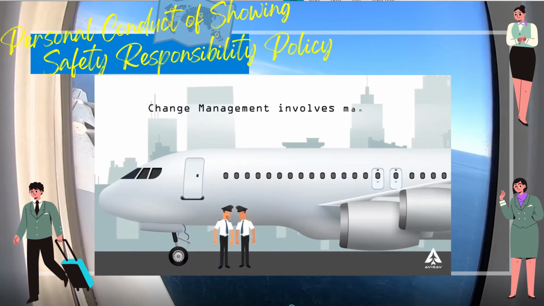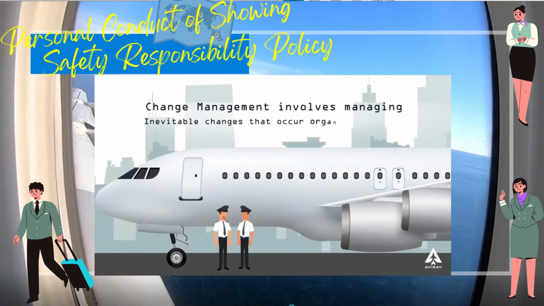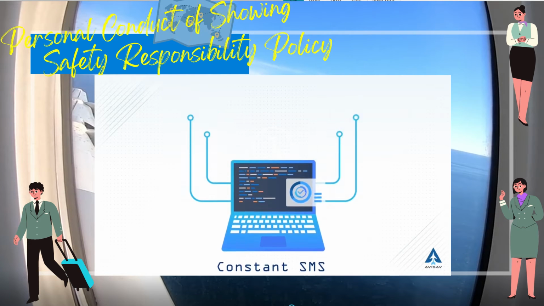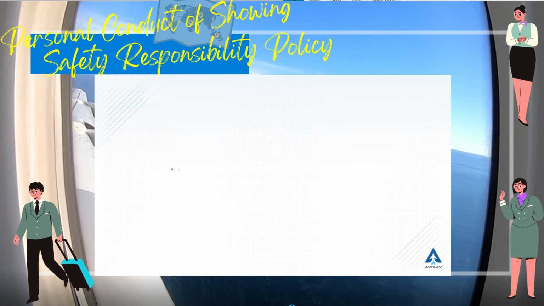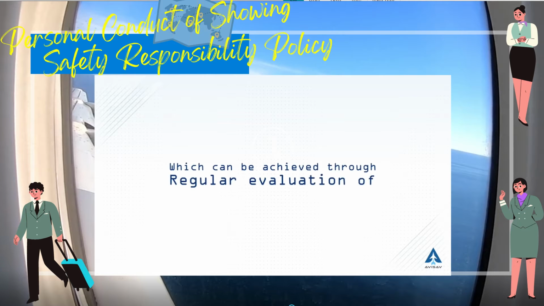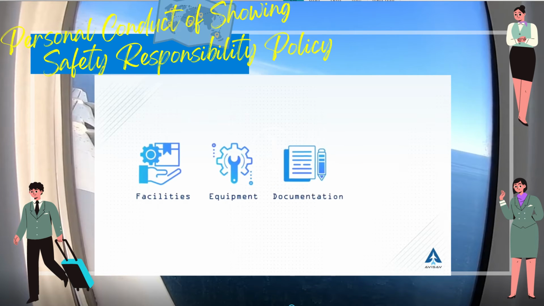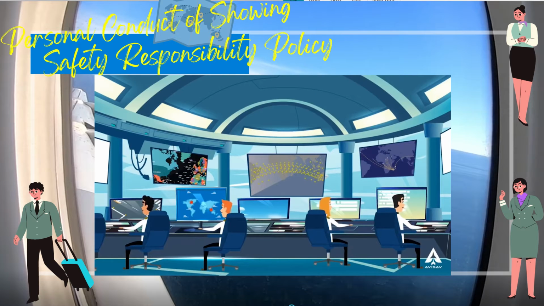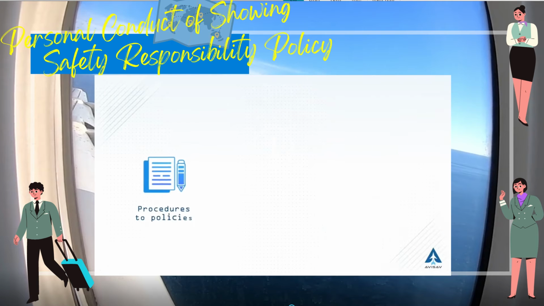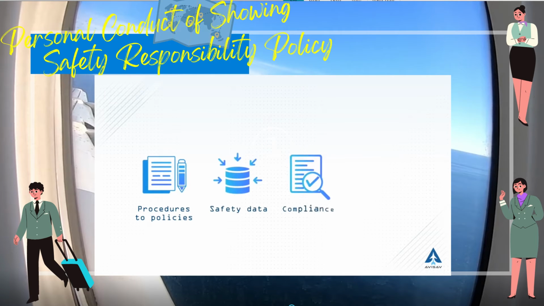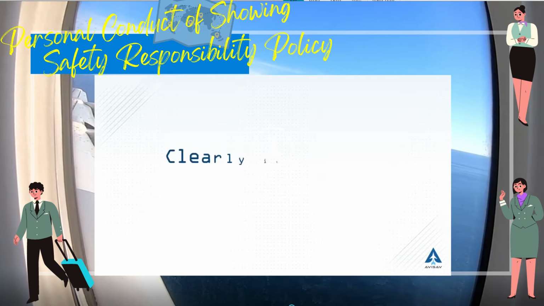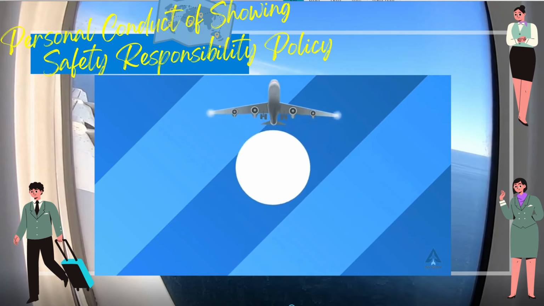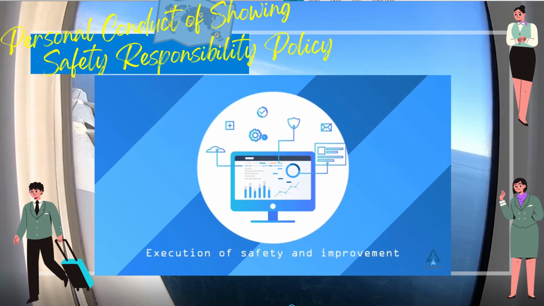Change management involves managing inevitable changes that occur organisation-wide. Finally, constant SMS improvements ensure high standards and better performance, which can be achieved through regular evaluation of facilities, equipment, documentation, employee performance, and more. Safety assurance is applied all across the aviation spectrum, from procedures to policies, safety data, compliance, and beyond. Clearly, it's one of the most critical SMS pillars, responsible for the measurement, analysis, and execution of safety and improvement.